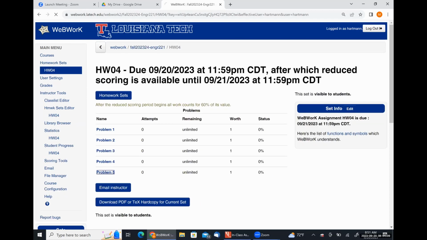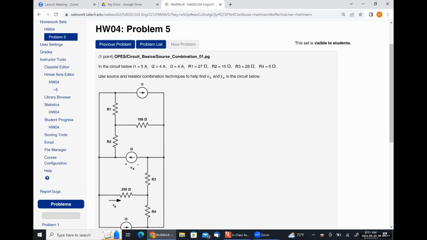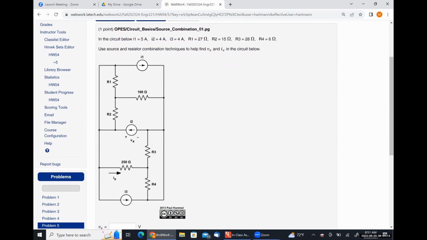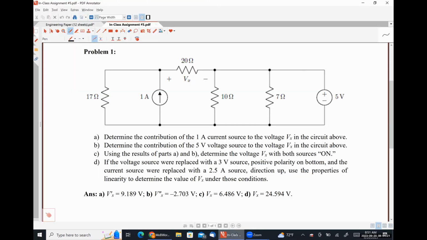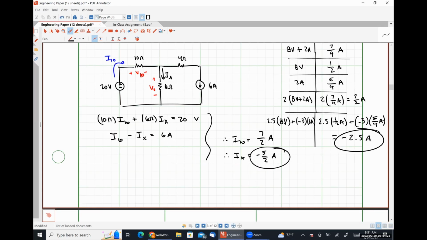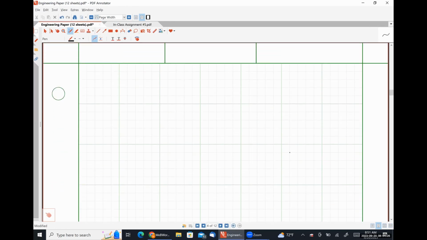Okay. Problem 5. All right, so I've been asked to work this particular problem or help you guys work this particular problem for your homework set. So let's take a quick stab at that really quickly for those of you that want to pay attention.